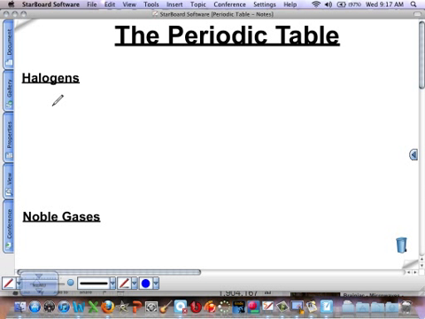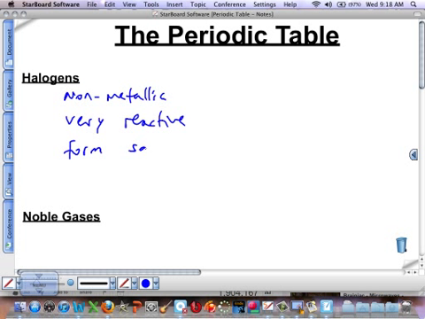Non-metallic elements found in cells in the periodic table. Okay, so we're non-metallic. Very reactive. Very reactive, and they usually form salts. Okay, basic information: they're very active and combine with most elements from around here.